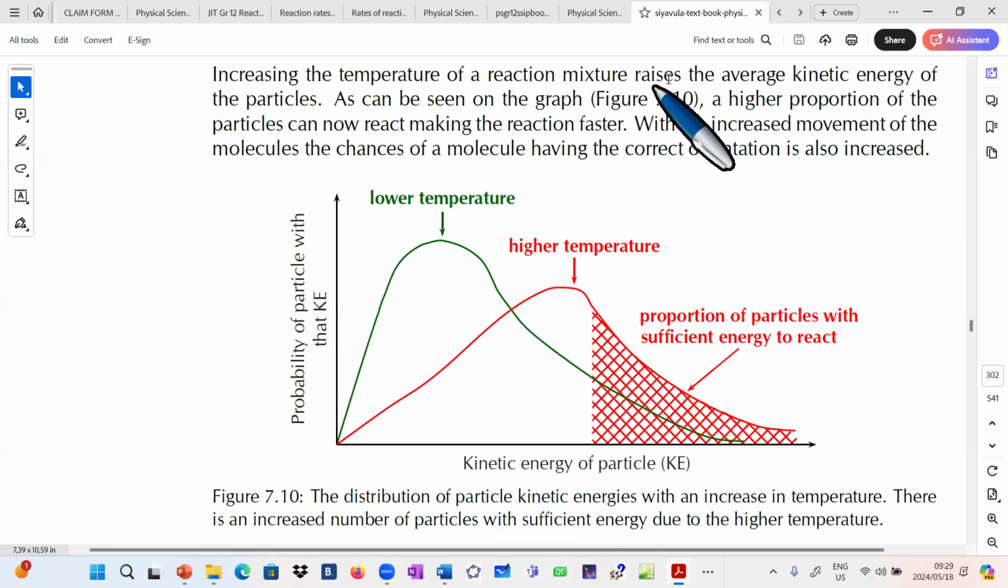Increasing the temperature of a reaction mixture raises the average kinetic energy of the particles. If you heat them, they start roaming around and gain a lot of average kinetic energy. As can be seen in figure 7.10, a higher proportion of the particles can now react, making the reaction faster. If you heat the reaction vessel, the gas molecules gain a lot of average kinetic energy, and the rate of the reaction increases. With the increased movement of the molecules, the chances of a molecule having the correct orientation is also increased.